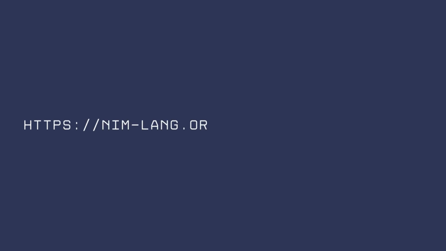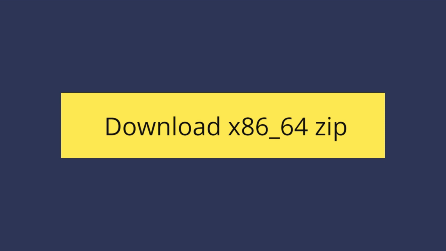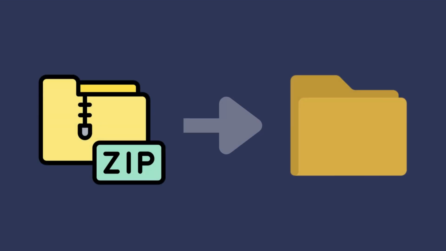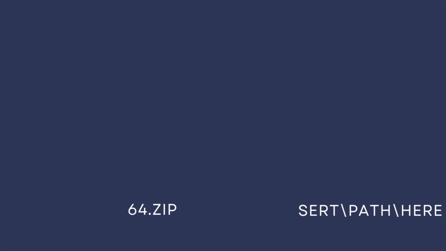Firstly, head over to the official Nim website and navigate to the Downloads page. You'll find both 32-bit and 64-bit versions available for Windows. If you're not sure which version to choose, it's recommended to go with the 64-bit version, as it's more powerful and efficient. Once you've chosen the version you need, download the zip file and extract its contents to your desired installation directory. This process should be straightforward and simple.